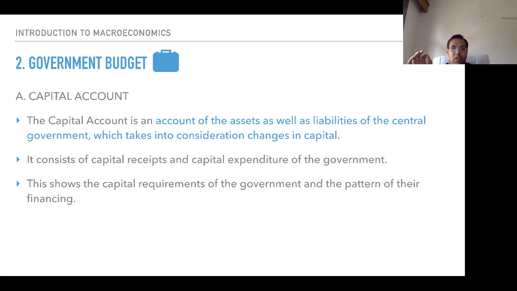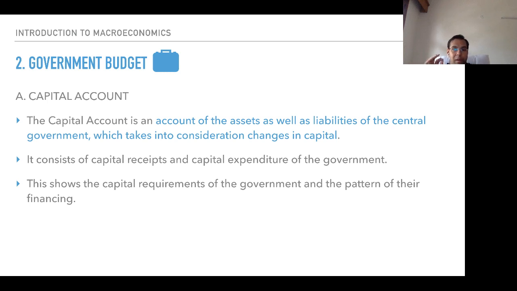The capital account is an account of the assets as well as liabilities. So account of the assets as well as liabilities of the central government, which takes into consideration changes in capital. This is what capital account is. All the assets as well as liabilities. Capital account of the central government, it takes into consideration changes in capital. This is called as capital account.